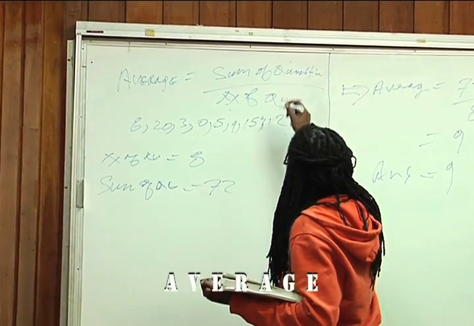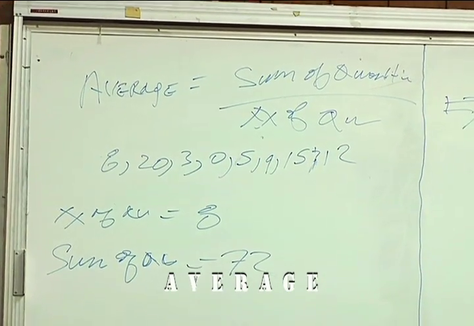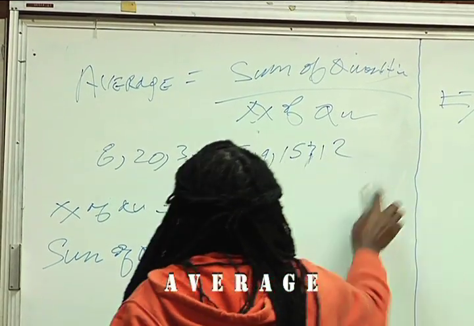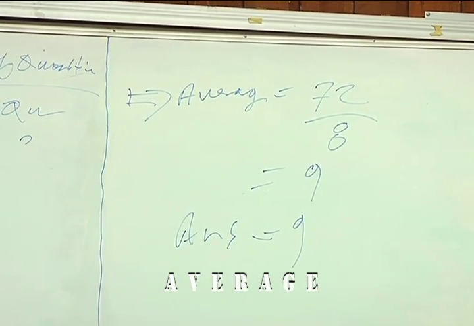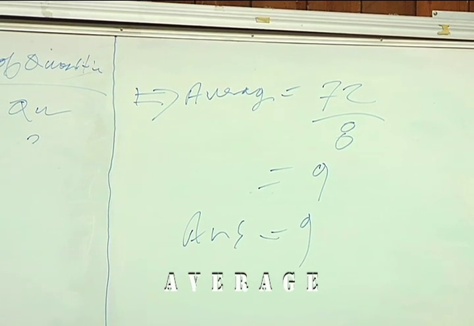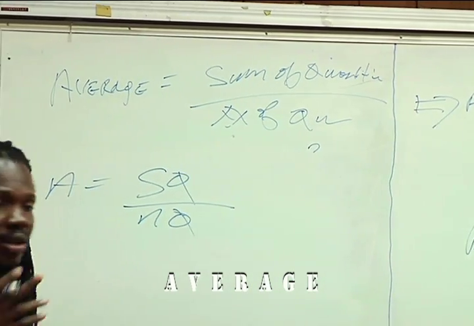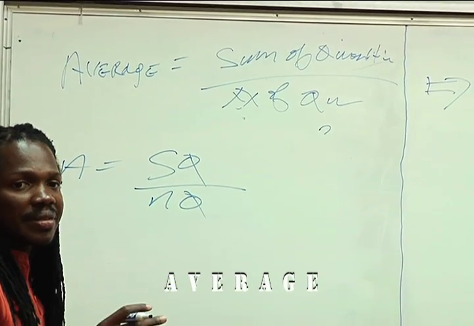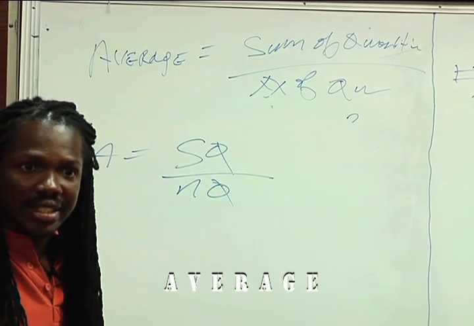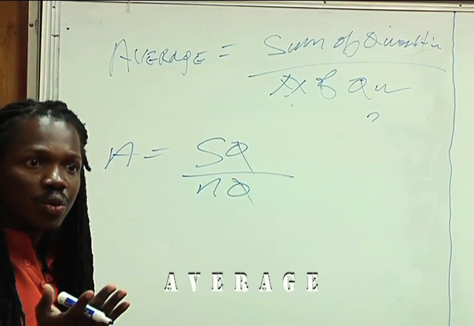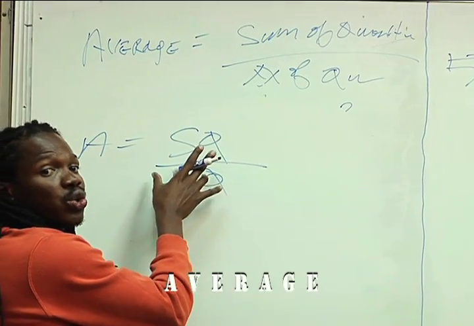So therefore, this is our equation right here. What's the equation? The equation says that A, meaning average, is equal to SQ, meaning sum of quantities, over NQ, meaning number of quantities. See that? Good. So what are we asked in this question? Find the number of oranges, which is the number of quantities, orange being the quantity. So we now solve for NQ.